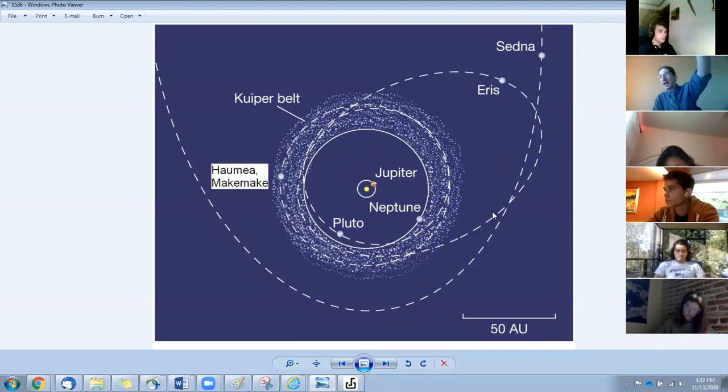It goes way, way out. It takes 11,000 years to go around its orbit. So this is probably something that got too close, not to Neptune, but to Jupiter, and got slung way out, going out to the Oort cloud. And it's recently come back and we discovered it, and it'll be gone and it'll come back in another 11,000 years.